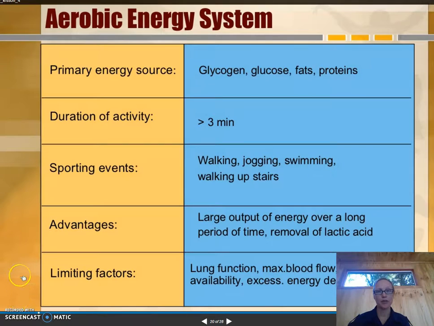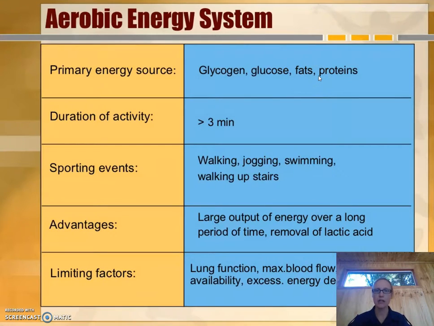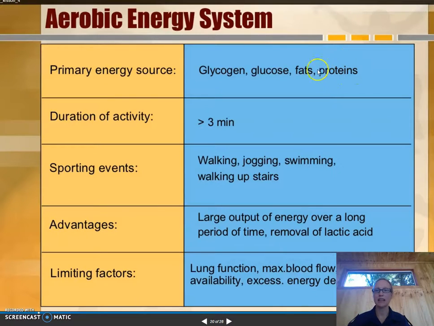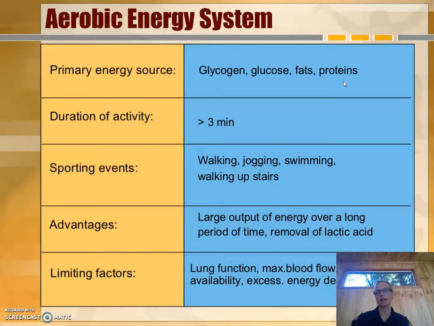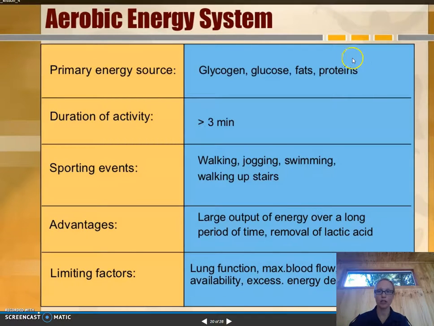Okay, so in the aerobic energy system, the primary source of energy is glycogen, glucose, fats, and proteins. Now, some of these fats, for example, exist within the muscle, in between muscular fibres, and the proteins can actually come from muscle breakdown. Okay, that's in extreme cases. Like in a marathon, you're actually starting to use your own protein from your own muscle breakdown to give you enough energy to continue. Duration of activity is generally over 3 minutes.